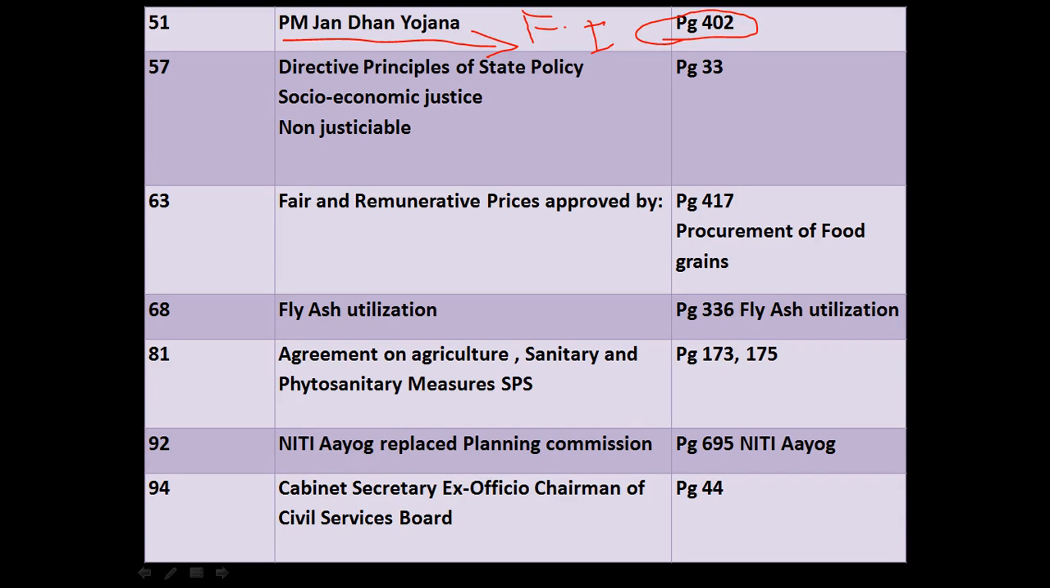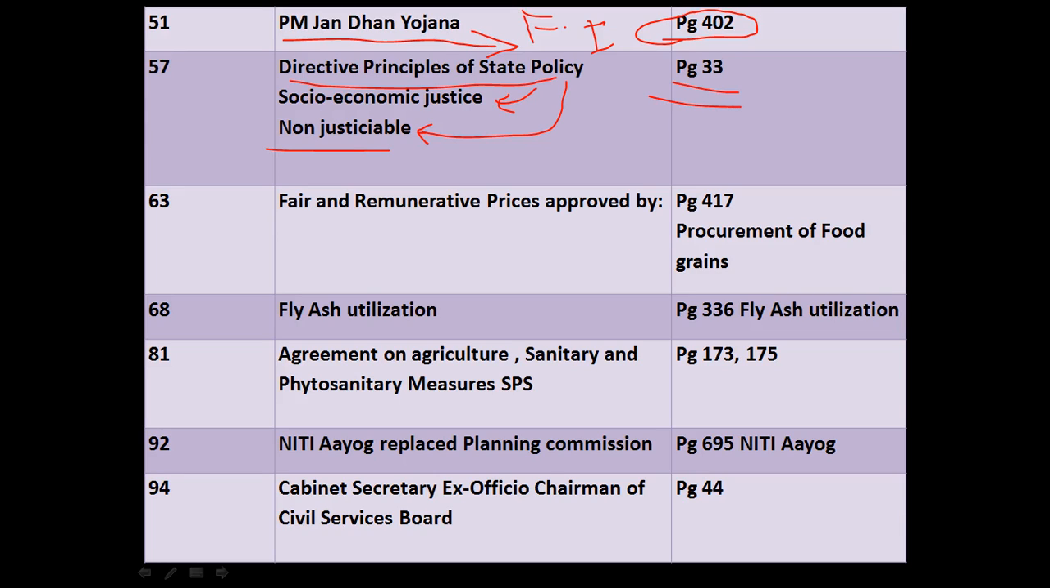Then we had a simple question: directive principles of state policy. What kind of justice they provide, that is social and economic justice, and whether they are justiciable in court. It is not. So that answer has been straight away mentioned here, page 33.